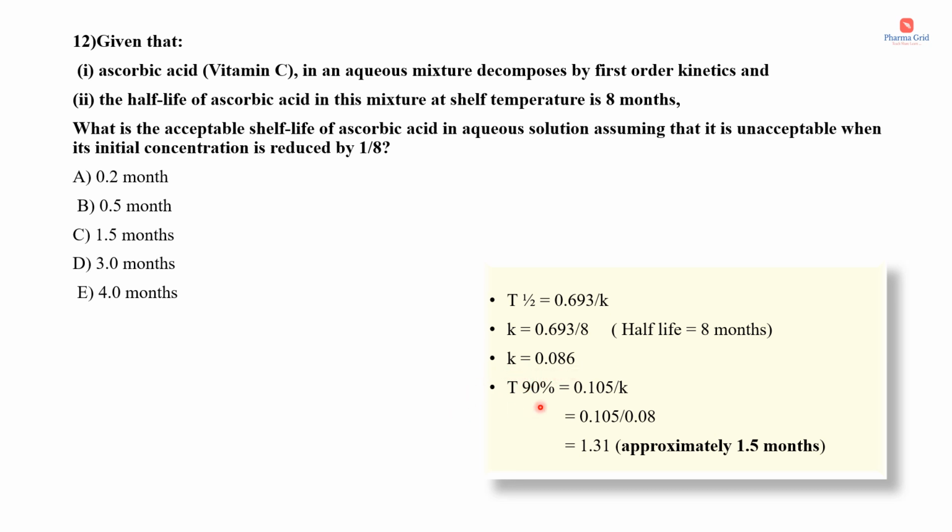T90%, which means the shelf life. The equation to calculate shelf life, that is T90%, is equal to 0.105 divided by K. The K value we already got here as 0.086. Substituting this value here, we will get 1.31. 1.31 is approximately equal to 1.5 months. So here the correct answer is option C, that is, the shelf life of ascorbic acid is about 1.5 months.